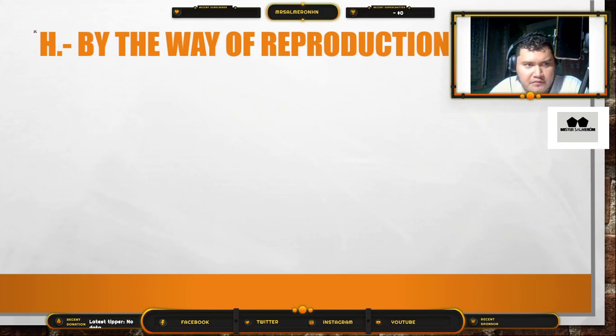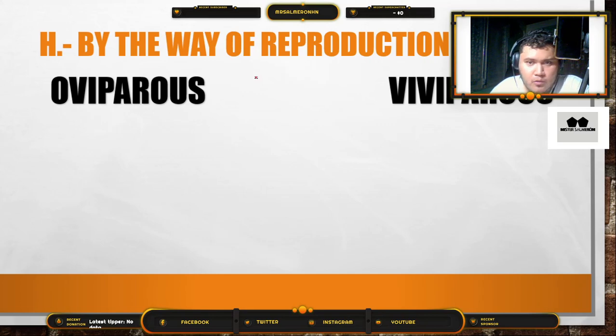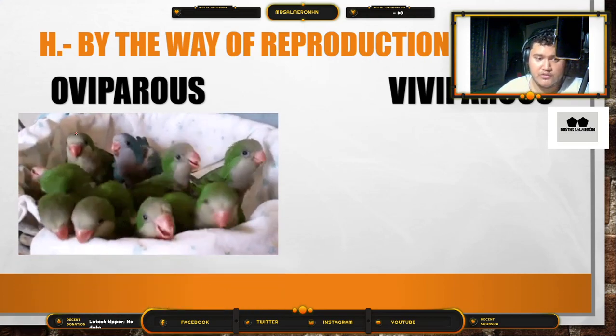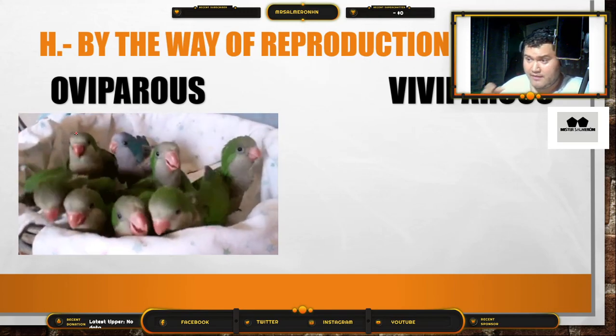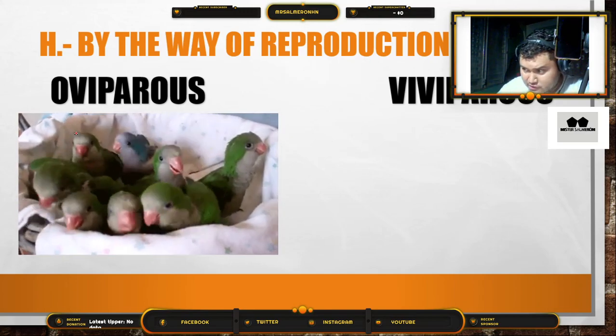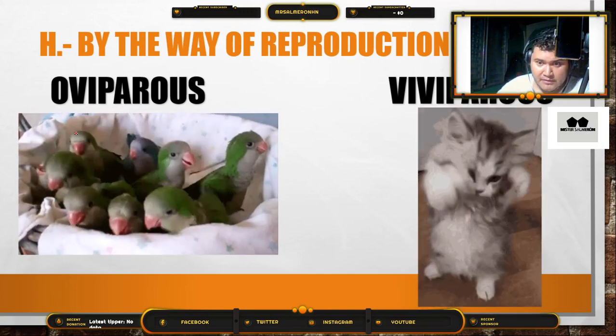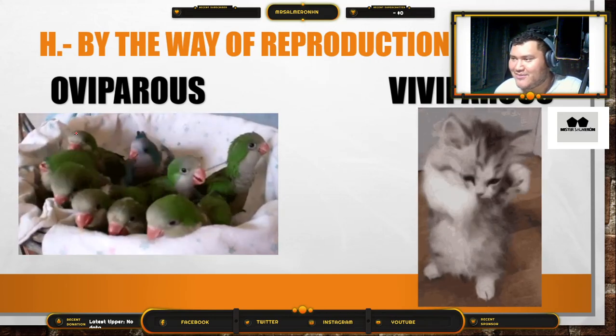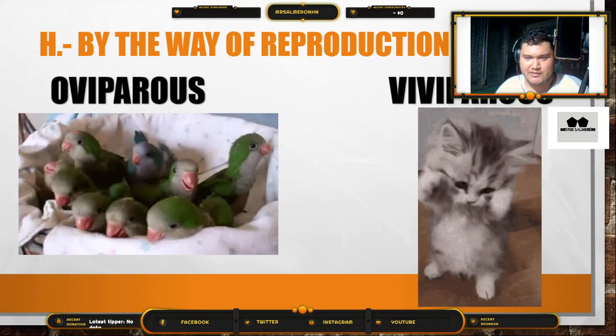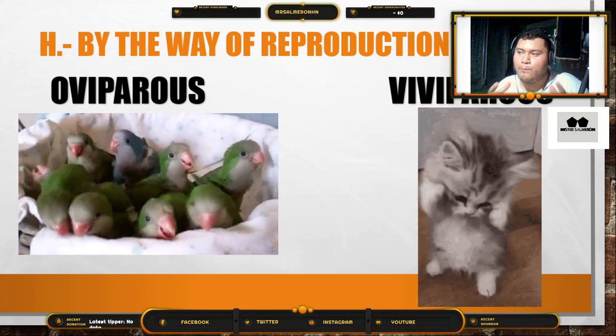Now, another classification, and it is the final one: classification by the way of reproduction. By the way of reproduction, the animals can be oviparous or viviparous. The oviparous animals are those that produce eggs, and then from the eggs, the babies start to grow. The viviparous animals, oh, so beautiful, are those that produce babies that grow in the womb.